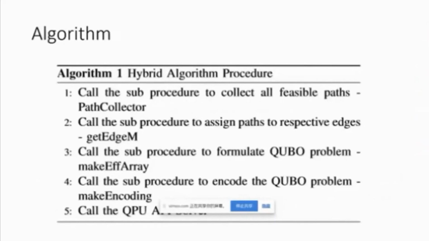The hybrid algorithm has 4 steps. First, we collect all paths given a determined graph and traffic dynamics. Second, we design paths to respect the edges, for convenience in computing energy consumption along each path. Thirdly, we formulate the QUBO model and decode it. Finally, we submit the problem to the QPU.